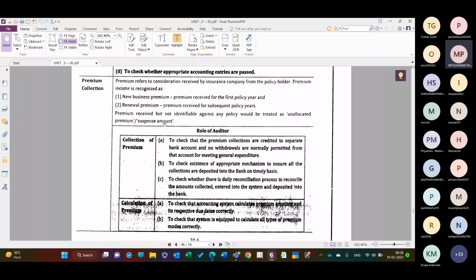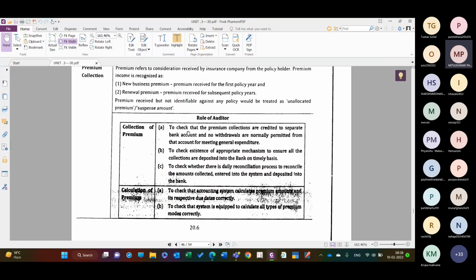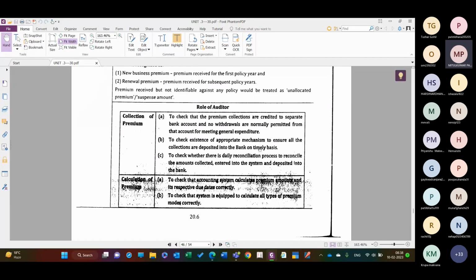Role of auditor in collection of premium: check that the premium collections are credited to a separate bank account and no withdrawals are normally permitted from that account for meeting general expenditure. Whenever the insurance policy comes, there is a separate account for collection of premium, and nothing should be withdrawn from it. Expenses are covered by a budget, and there should be a sanctioning authority who sanctions the money, and then the appropriate amount is transferred. But expenses should not be happening from the same account in which premium is coming. So the premium account should be separate. It is normally the practice.